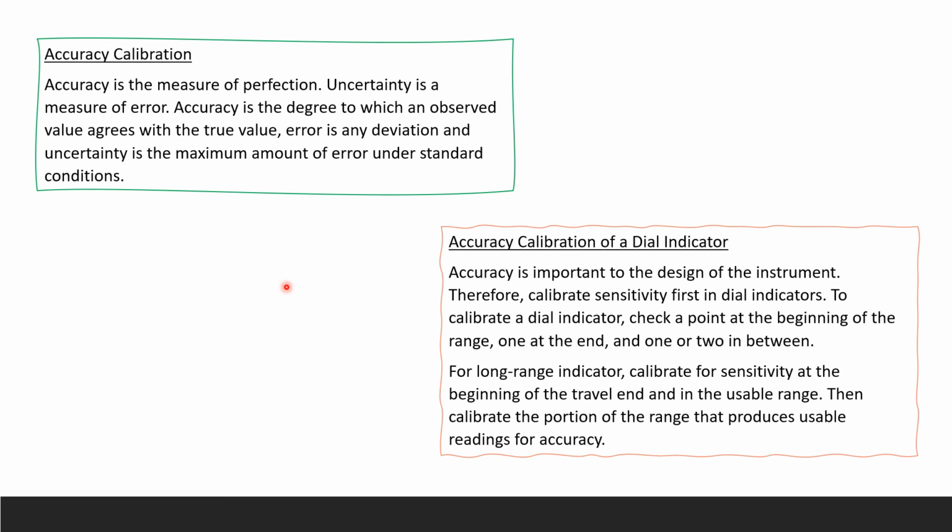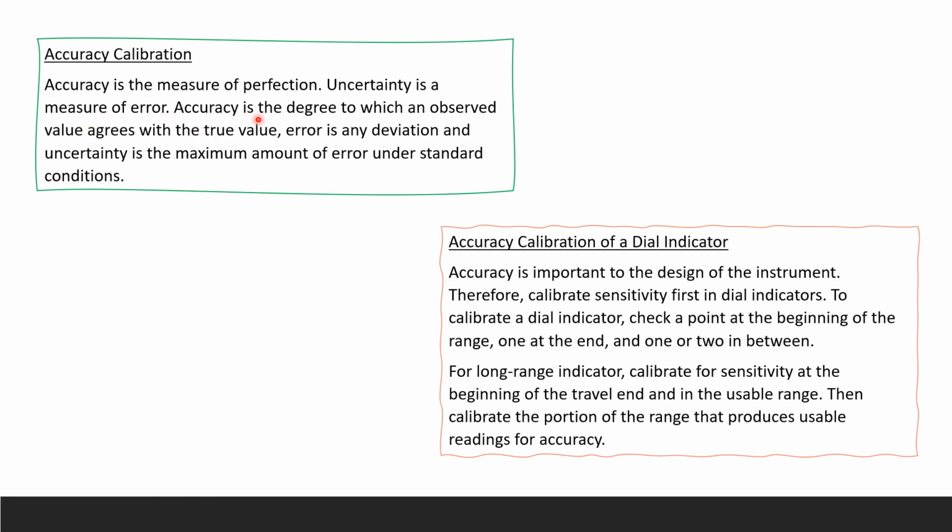So accuracy calibration, this is the last one. We're seeking accuracy in calibration of your dial indicators, and accuracy is the measure of perfection and uncertainty is a measure of error. Accuracy is the degree to which an observed value agrees with a true value. Error is any deviation, and uncertainty is the maximum amount of error under standard conditions. If you get each one of those, that'll be okay. Know that accuracy is a measure of perfection, and uncertainty is a measure of error.